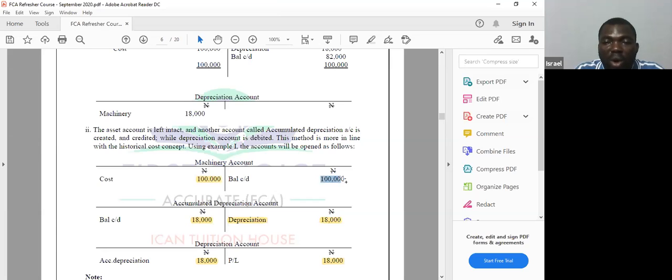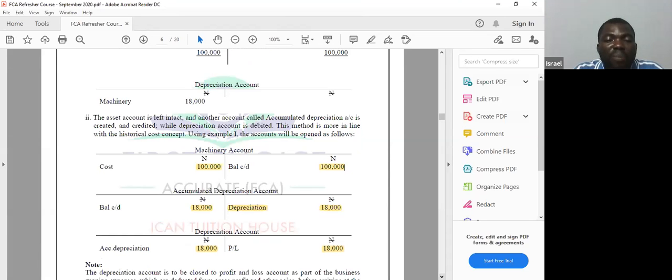So what are you going to see on the statement of financial position? You're going to see cost 100,000, accumulated depreciation 18,000, then you now see a carrying amount of 82,000. These are the two ways in which we record depreciation. So in case you open some textbook and you notice that they record depreciation using method 1, and you open another textbook, they use method 2 to record that depreciation, it does not mean that any one of them is wrong.